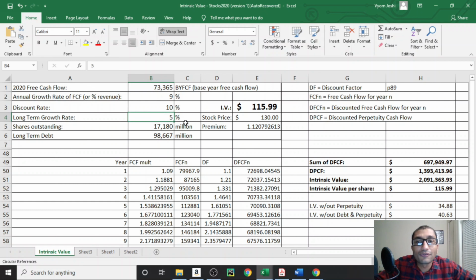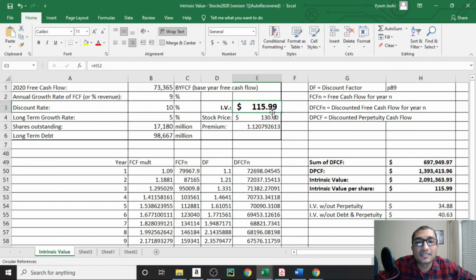I'm using a long-term growth rate of 5%. What this means is after the 10-year mark into perpetuity, I expect Apple's free cash flow to grow at 5%. Apple has 17,180 million shares outstanding, and has a long-term debt of $98,667 million. I got this number from Apple's balance sheet. After taking all of these inputs into account, we get Apple's intrinsic value to be about $116 per share. And when we compare this intrinsic value to the current stock price of about $130 per share, we can see that the current stock is trading about 12% above the company's intrinsic value.